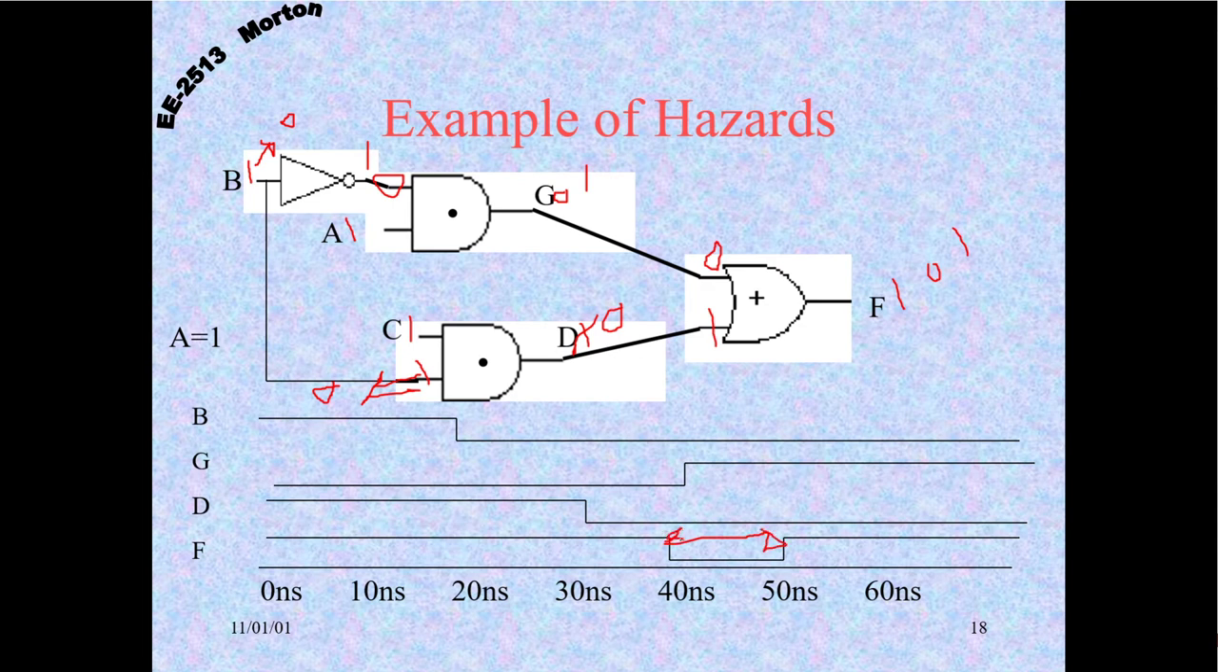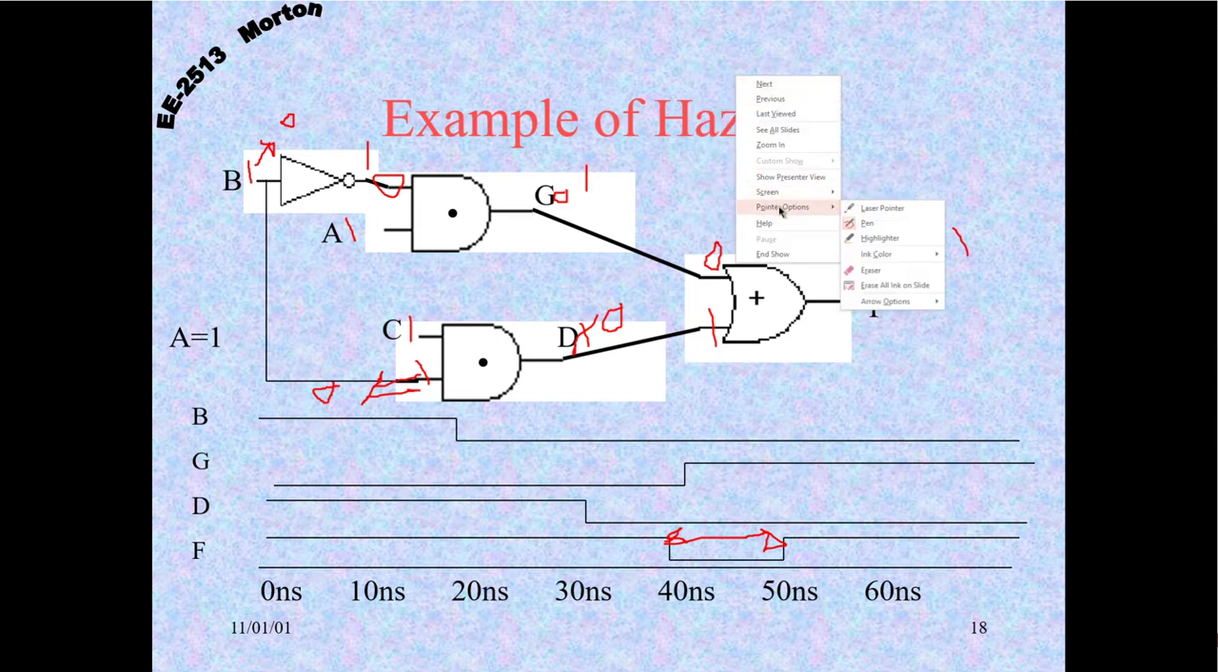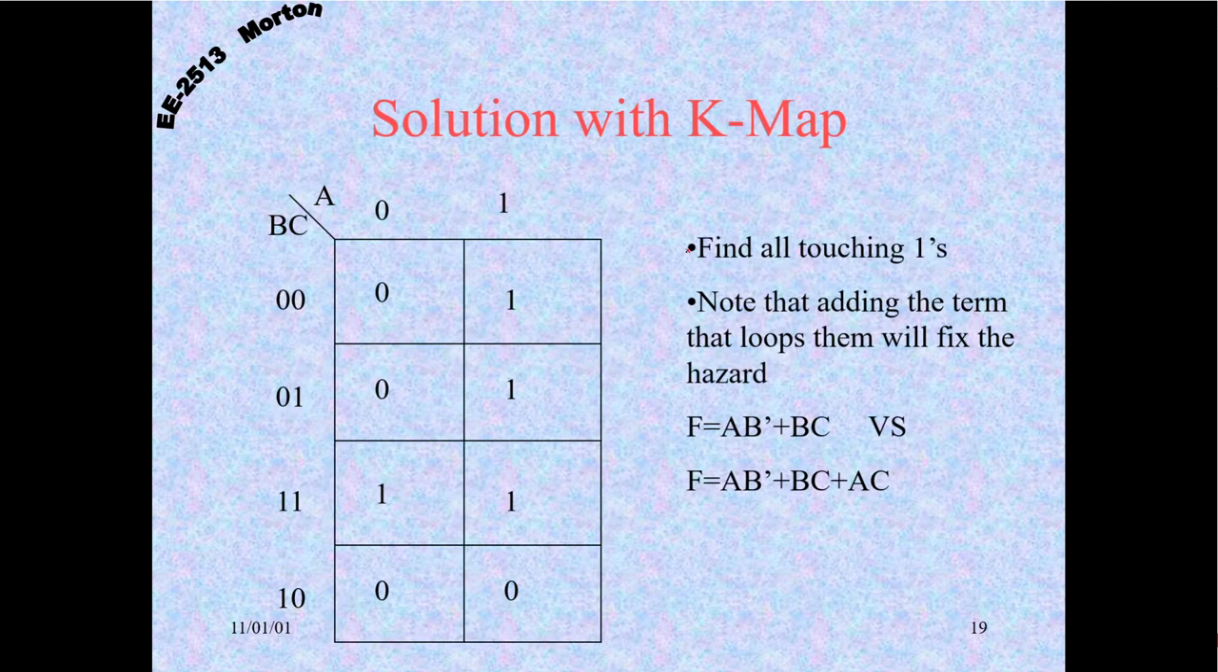And if your missiles were set to launch on a low, all of a sudden you might have started World War III. But if you're just ringing a school bell, no problem, right? So this is where you have to think about the downstream effect. So how do you fix this? Let me erase the ink here. Okay. So here's how you do it.